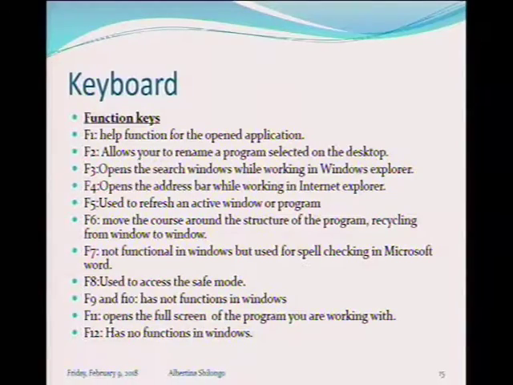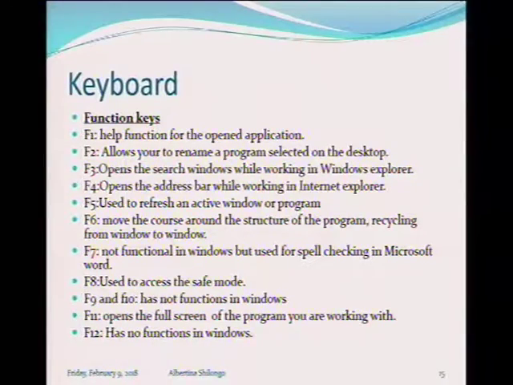If you are typing a Word document and you press the F7 key, it will activate the spell check function. If you want to spell check, you press the F7 key when you are typing Word documents. The F8 is used when you want to switch on your computer in a mode called safe mode.